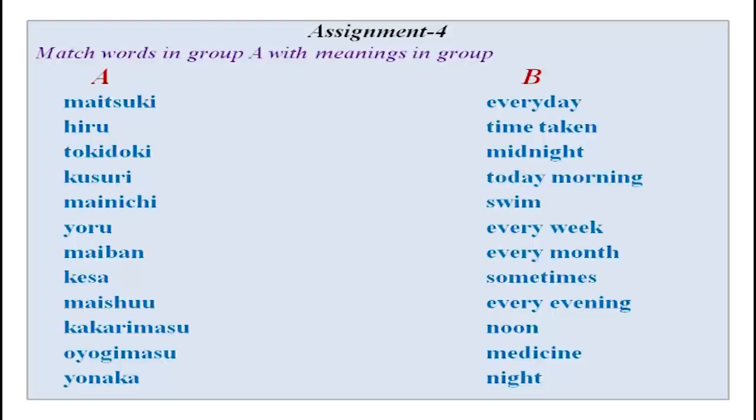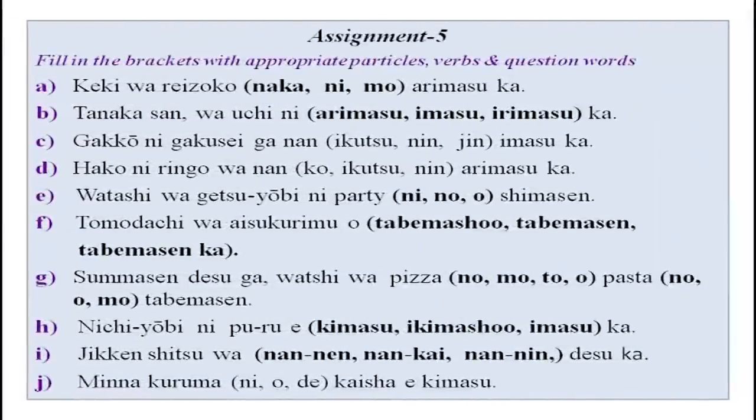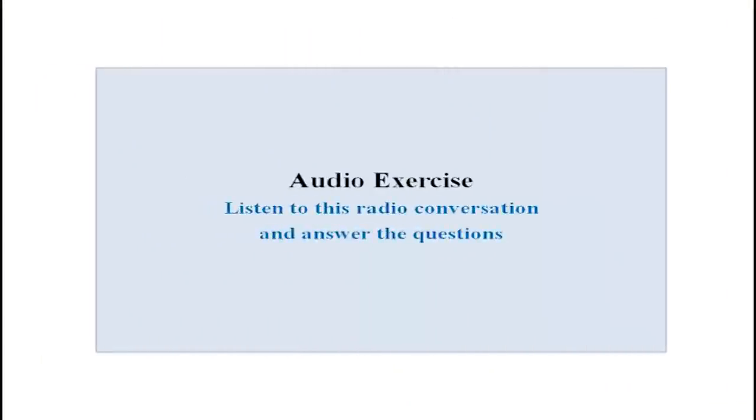Then match words in group A with meanings in group B. This is in Roman, the words are Japanese and these are the English meanings. And of course, fill in the brackets with appropriate particles, verbs and question words. They are all given in the brackets. You have to tick the correct word. And then there is a small conversation for you. Listen to this conversation.